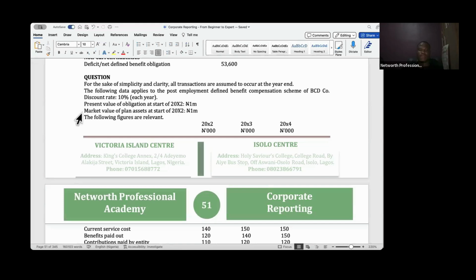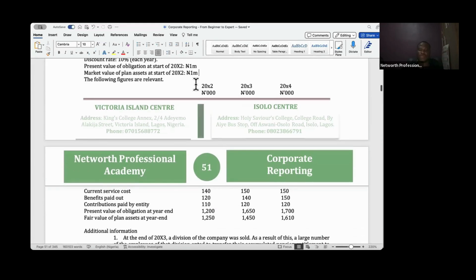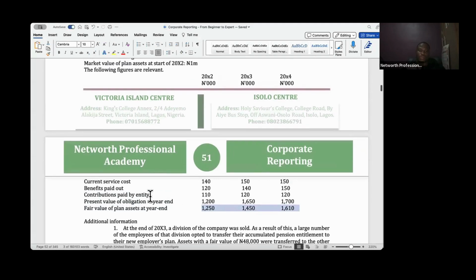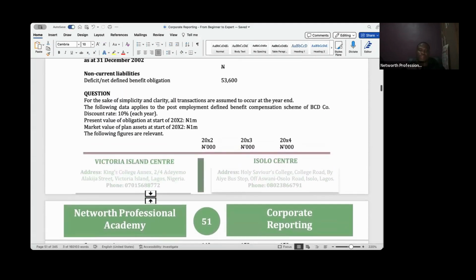And they also said that the following figures are relevant. They gave us, for 3 years, 2002, 2003, 2004, the current service costs, the benefit paid out, and the contribution paid. And they also gave us the present value of obligation at the year end. These are the fair values for each year, and also the fair value of plan asset for each year. So all these figures would have been given to us by an actuary, which we are going to find in an actuarial report.